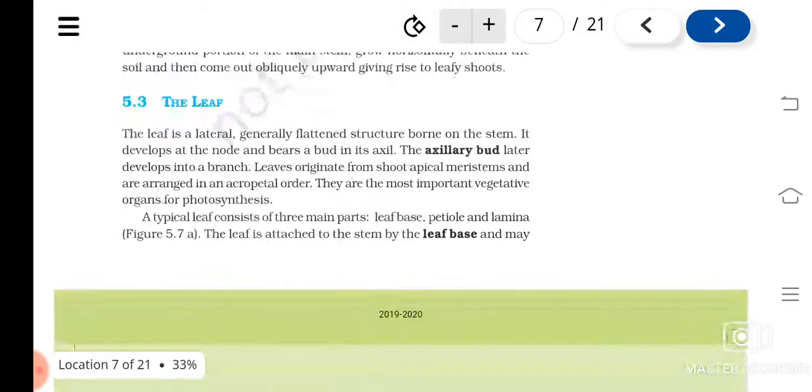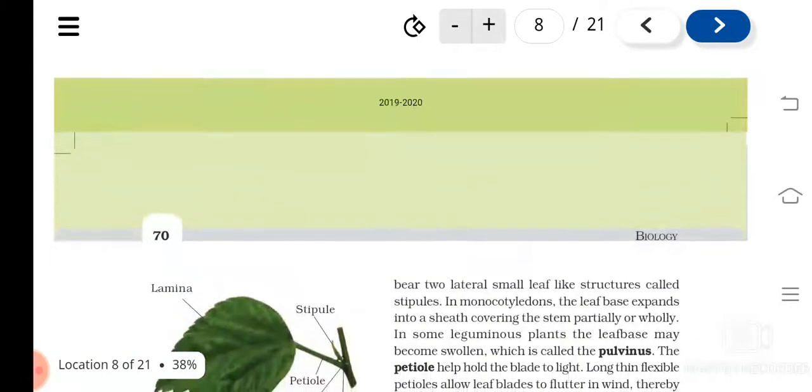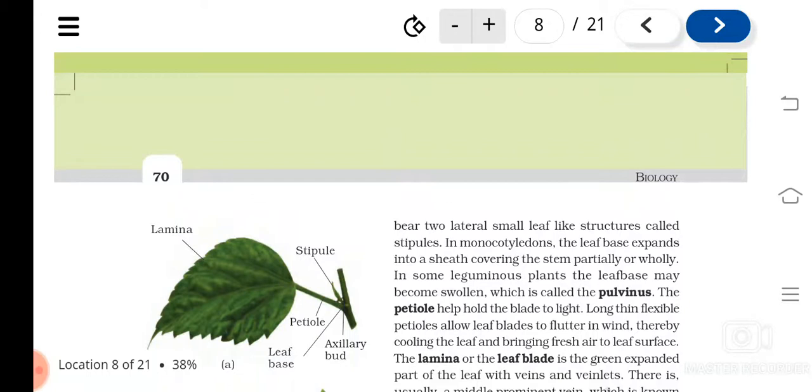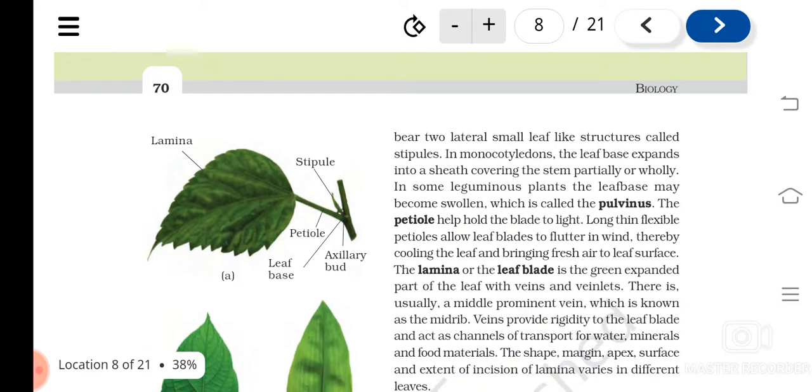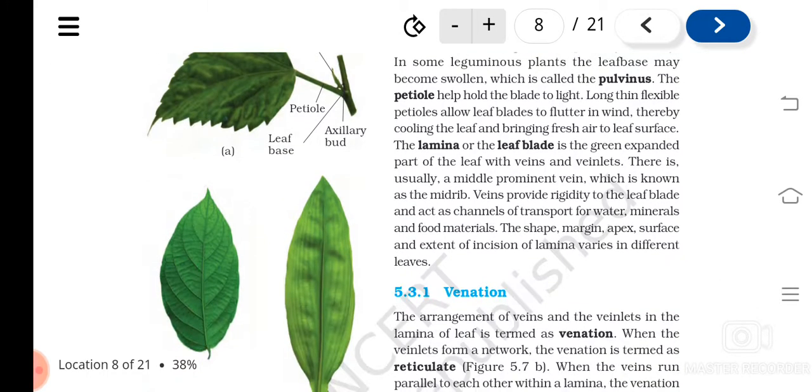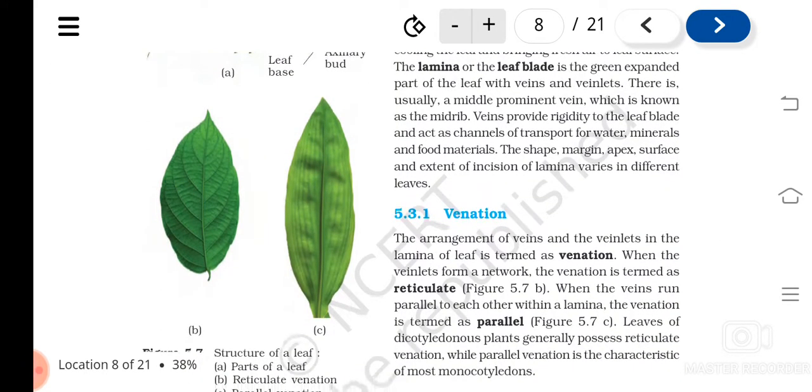Then we have studied about the leaf. The parts of leaf are leaf base, then leaf lamina, then petiole. Petiole is the stalk of the leaf. Sometimes you can see at the base of the petiole a swollen structure known as pulvinus. Understood? And then we learned about venation. What is venation? The arrangement of veins and veinlets in the lamina of leaf.